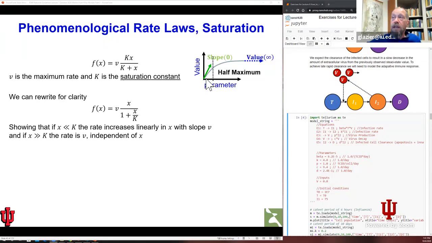Okay. If I want to have a curve that looks like this, the simplest form that I can write is this one. F of x, if x is the x-axis here, is equal to v, which is called the maximum rate, times K. I told you capital K would show up, which is that half maximum value, otherwise known as the saturation constant, times x divided by K plus x. It's nice to rewrite that by dividing through by K, in which case f of x is equal to v times x divided by 1 plus x over K.